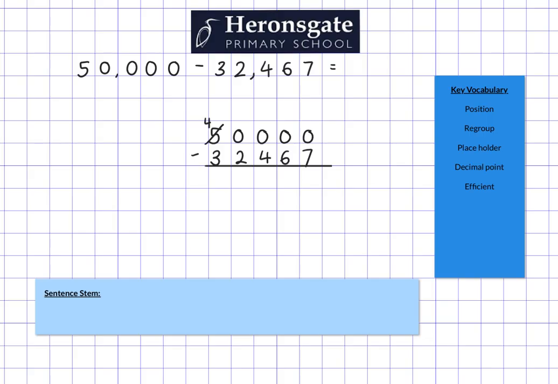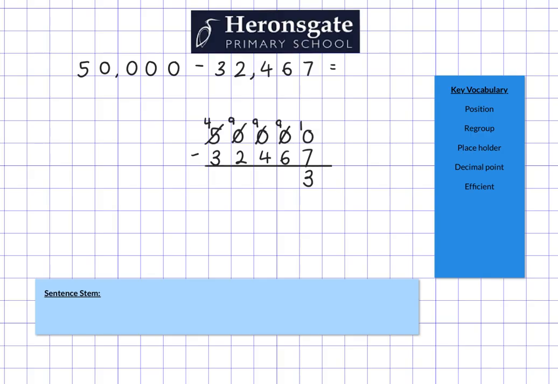So I have 4 10,000s. I have 10,000s, but I'm going to need to regroup. So I have 9,000. I have 10 hundreds, but I'm going to have to regroup for 900s. I have 10 tens, but now I'm going to have to regroup to 9 tens. So now I can say that I have 10 ones. 10 ones subtract 7 ones is 3.